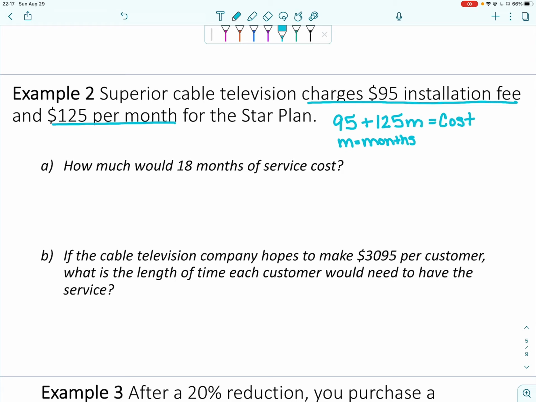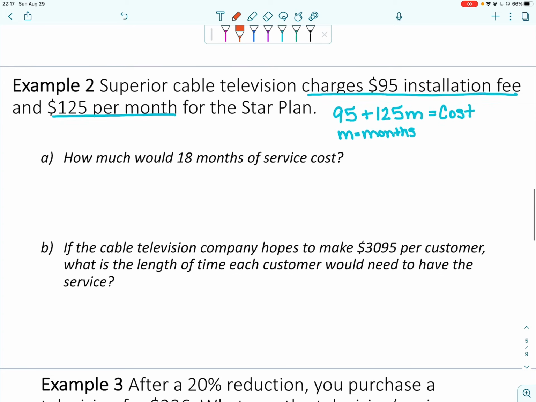So how much would 18 months of service cost? So we're going to have the $95 plus $125 times 18 months. So that gives us a cost of $2,345. So in this case, they gave us the months and were asking us to find the cost.